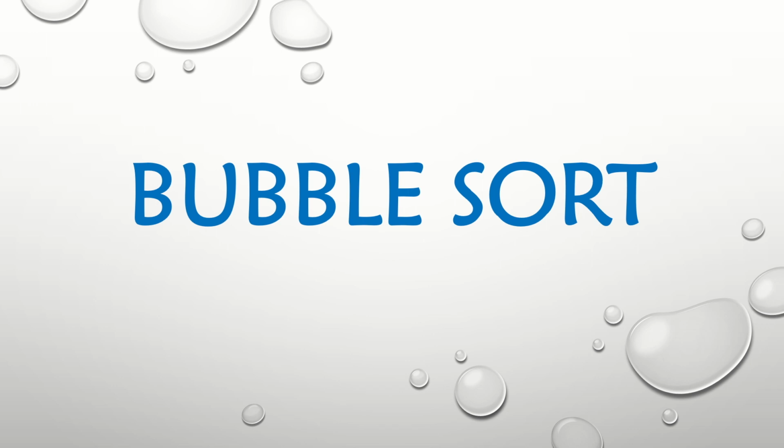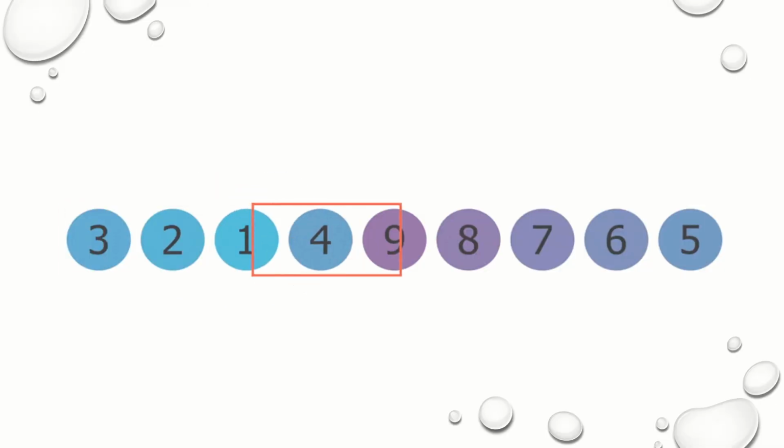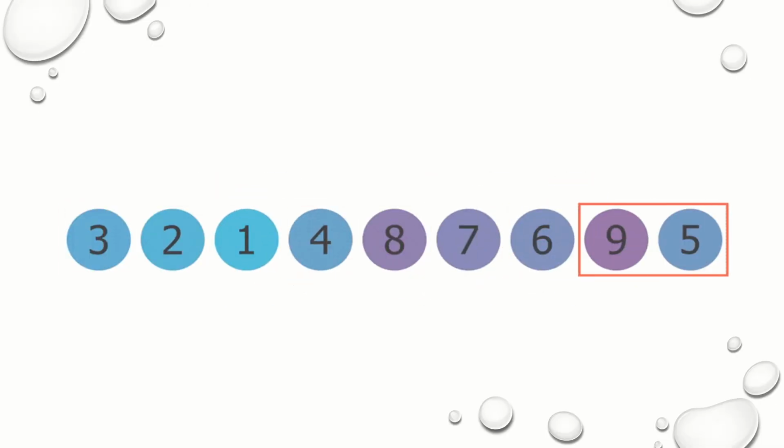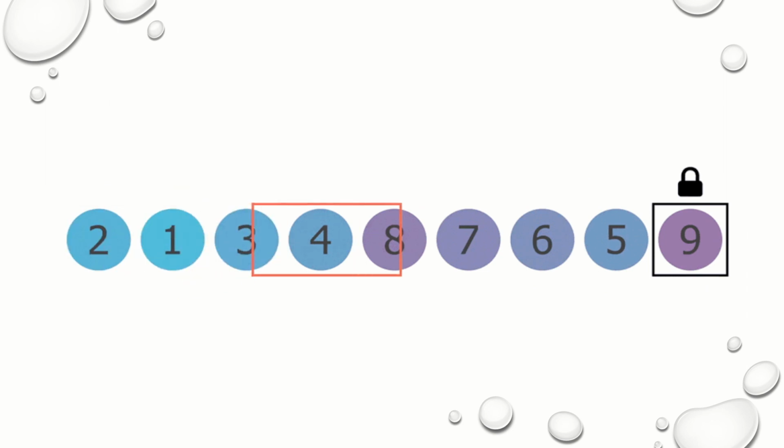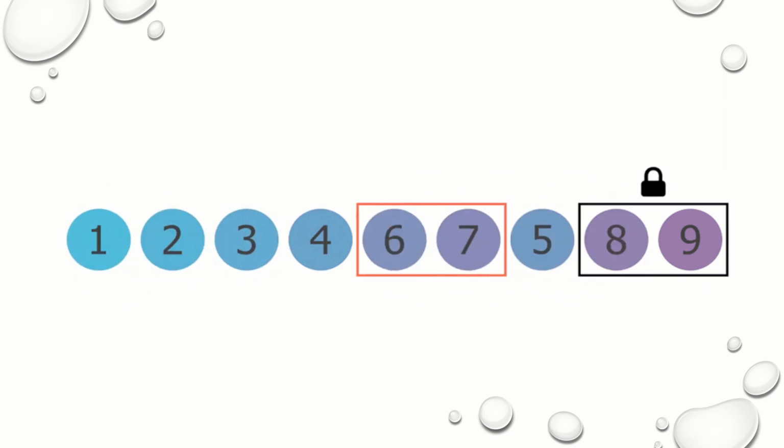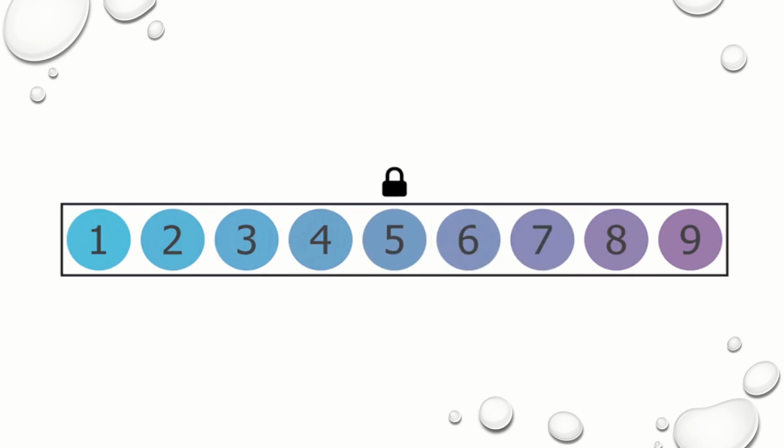In this video, we are going to learn about one of the simplest sorting algorithms, that is bubble sort. Bubble sort is a comparison sorting algorithm that repeatedly traverses through the array element by element, compares the adjacent elements and swaps them if they are in the wrong order. With every pass, these steps are repeated until no swaps had to be performed. That means the array is now fully sorted.